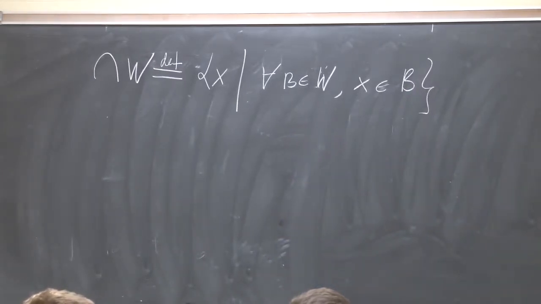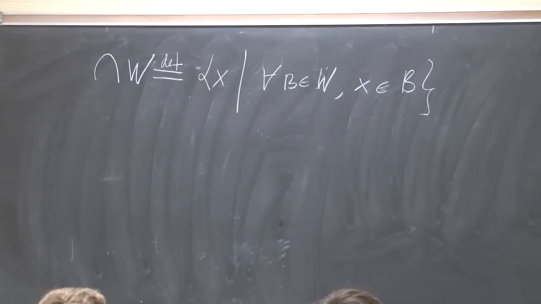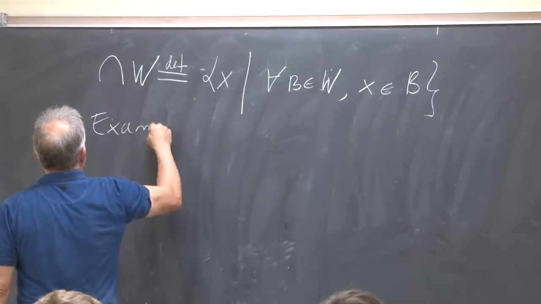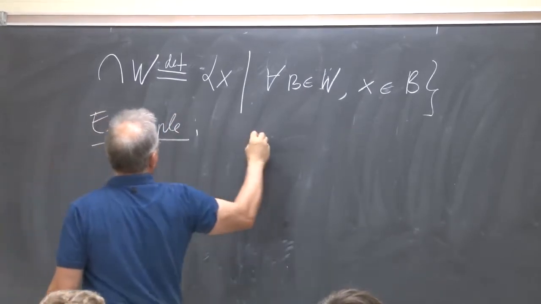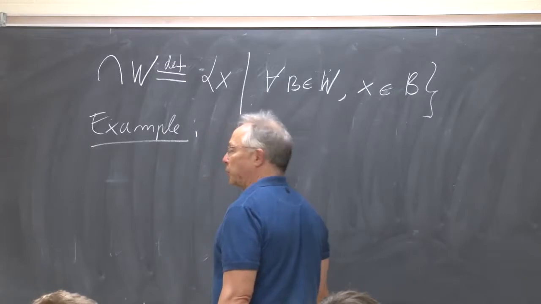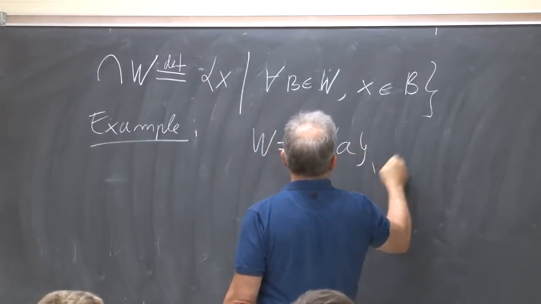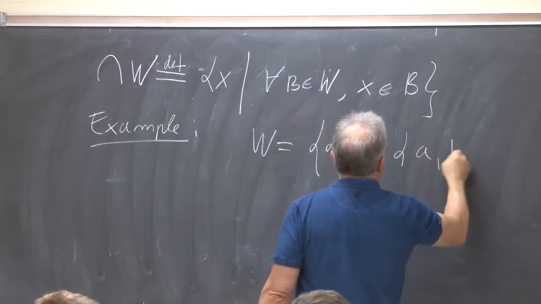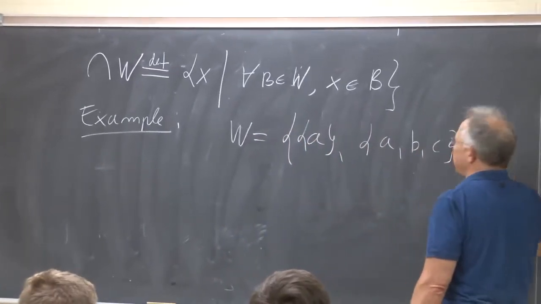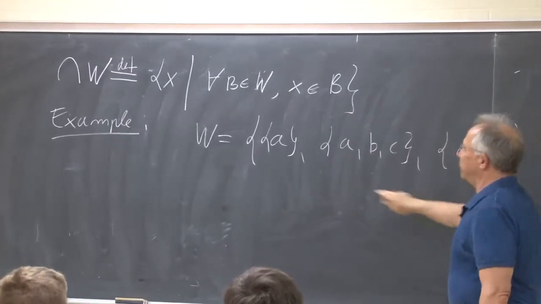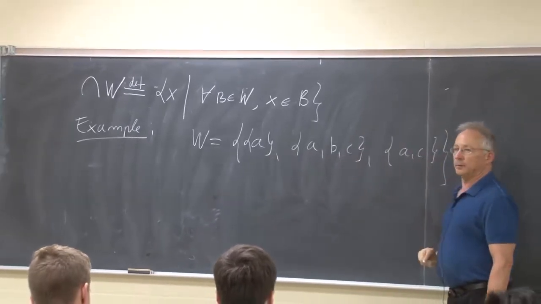So I have a collection of sets. The intersection of this collection is all the elements that belong to every member of this collection. So for example, say my set W, now it's going to be a collection of sets. So say I have the sets A, and I have the set A, B, C, and I have the set A, C. So I have three sets in W.